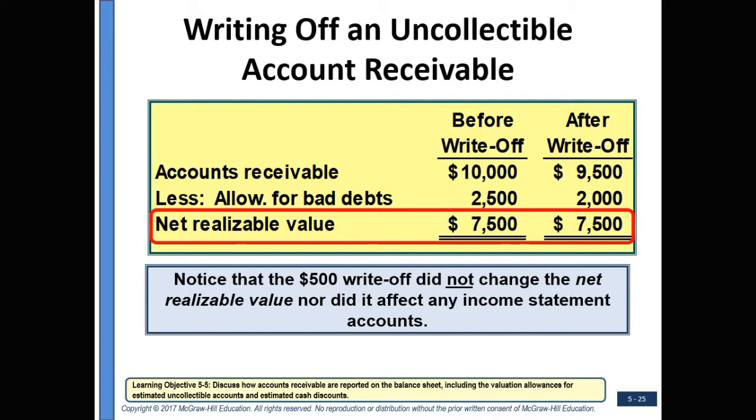When we extend terms such as, for example, 2/10, net 30, what that means is that the customer can receive a 2% discount if they remit within 10 days. If not, then the full balance is due in 30 days. That discount period and that potential discount have an effect on valuation for accounts receivables.